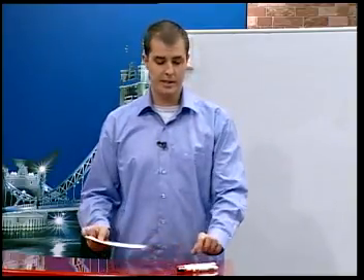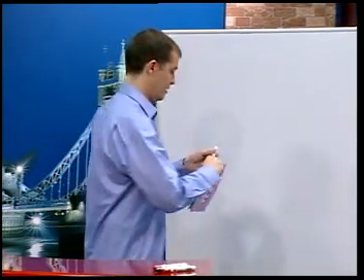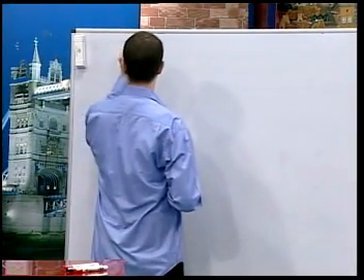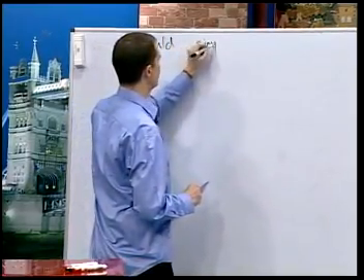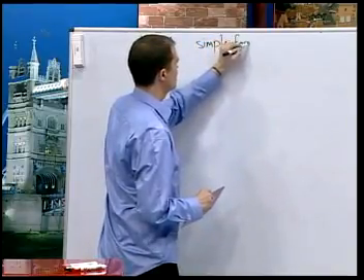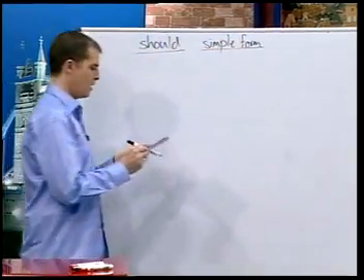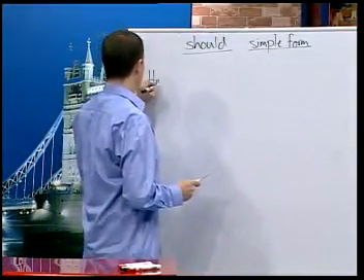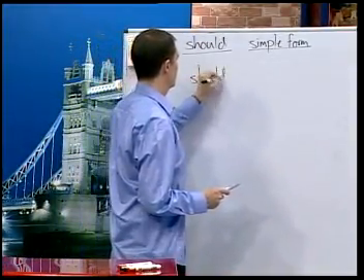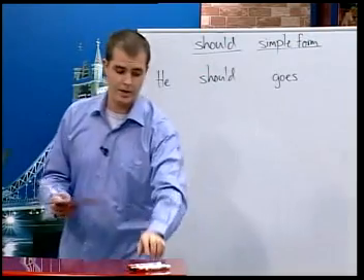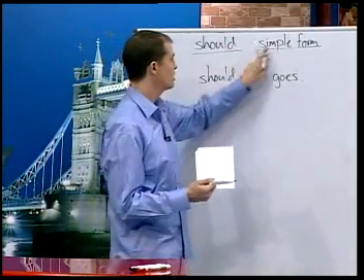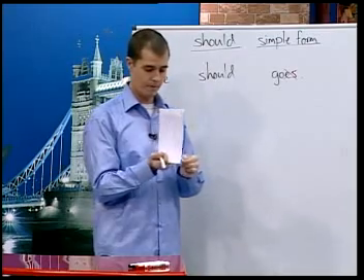Should means this is a good idea or this is good advice. Should is followed by the simple form of the verb, the same as can. We have should and the simple form, just like can. If we say he should goes, this is incorrect because it's not the simple form. He should go.